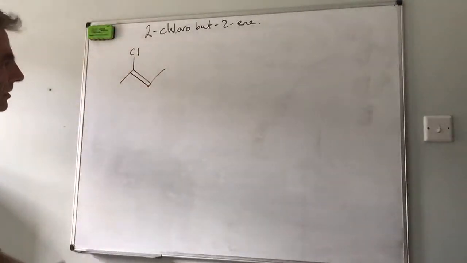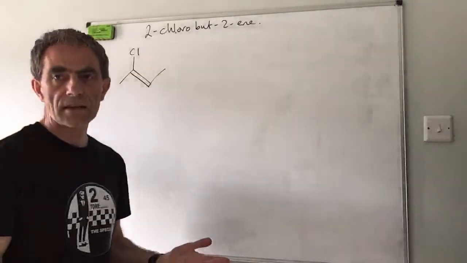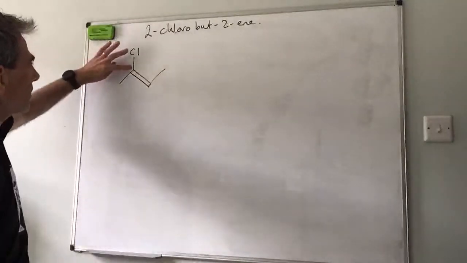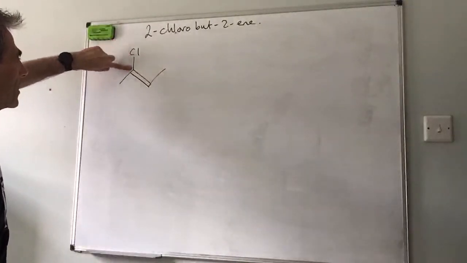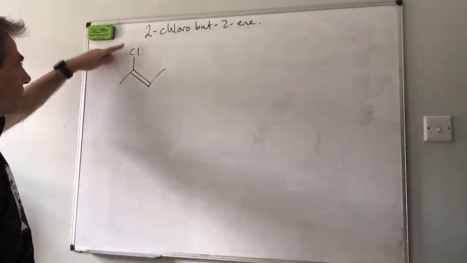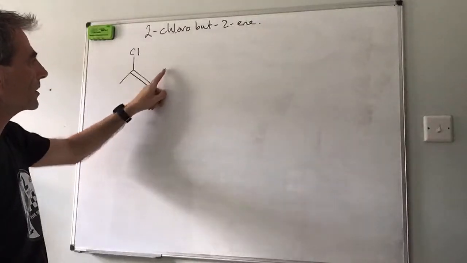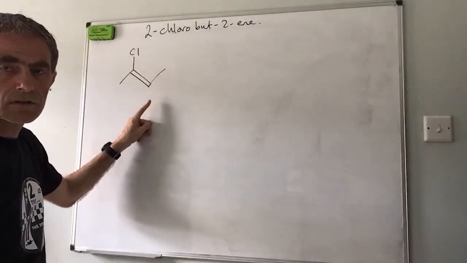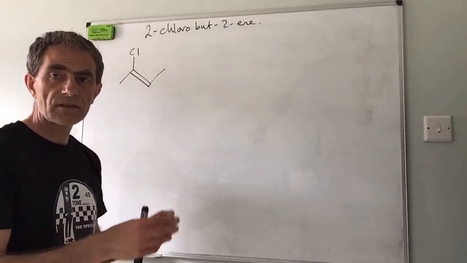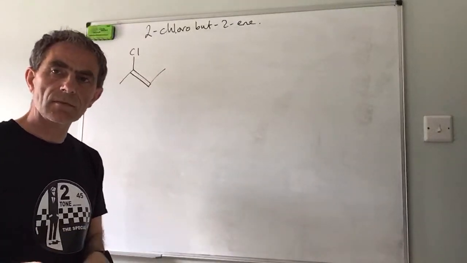Okay, so the first question could be, can it show EZ? Yes or no? Explain your answer. So let's look at that carbon there. Chlorine's different to methyl, so so far it can. Go to that carbon there. Methyl's different to hydrogen. So we've got a double bond and we've got different atoms or groups of atoms attached to each carbon of the double bond. So yes, this can show EZ isomerism.